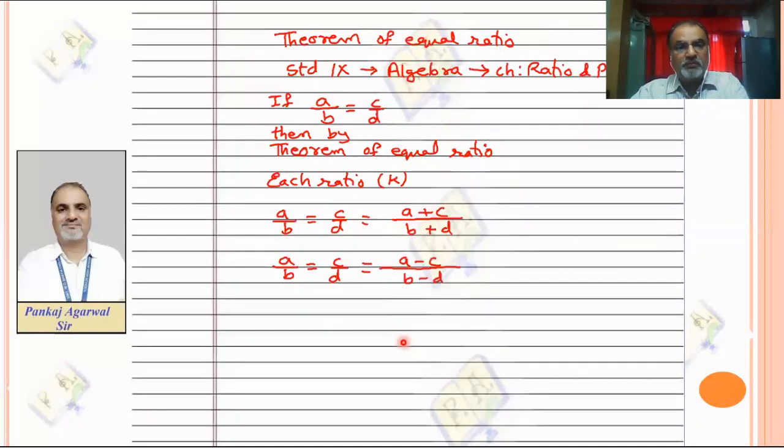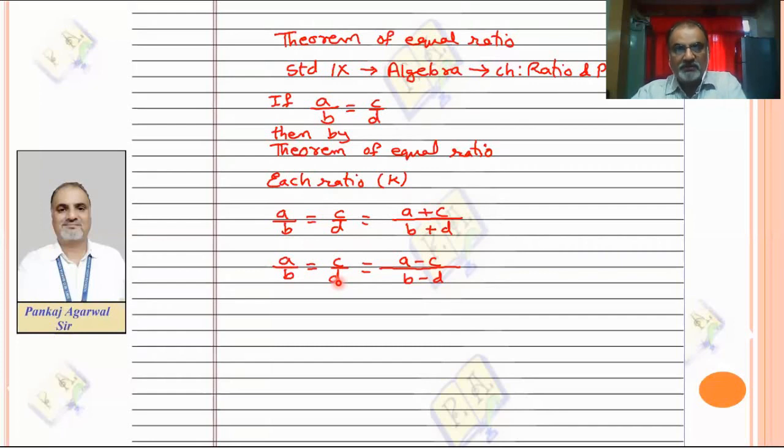Now let's begin with two problems based on the theorem of equal ratio from standard 9th algebra, chapter Ratio and Proportion. Just for a revision, if the ratios are A upon B is equal to C upon D, then what does the theorem on equal ratio say? Each ratio we always call K. You can add the ratios any number of times, or you can subtract also any number of times, still the answer remains same.